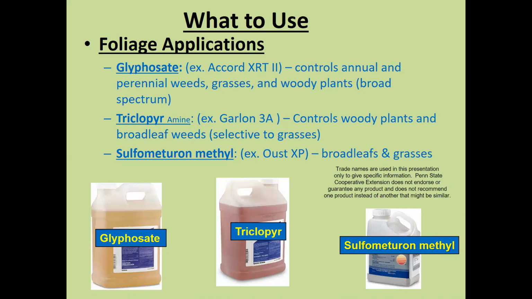This is one that we use a lot for Japanese stiltgrass control, for example. Mile-a-minute vine control is another good one, because those are both annuals, and we want to have something in the soil that's going to affect seed germination.